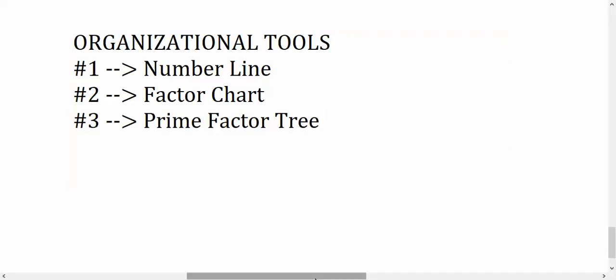So these are the three organizational tools to add to your toolkit, and of course, as you go through the lectures and the videos and the exercises, we're going to be talking about lots and lots of organizational tools together, and you'll probably find a few organizational tools on your own that work for you.